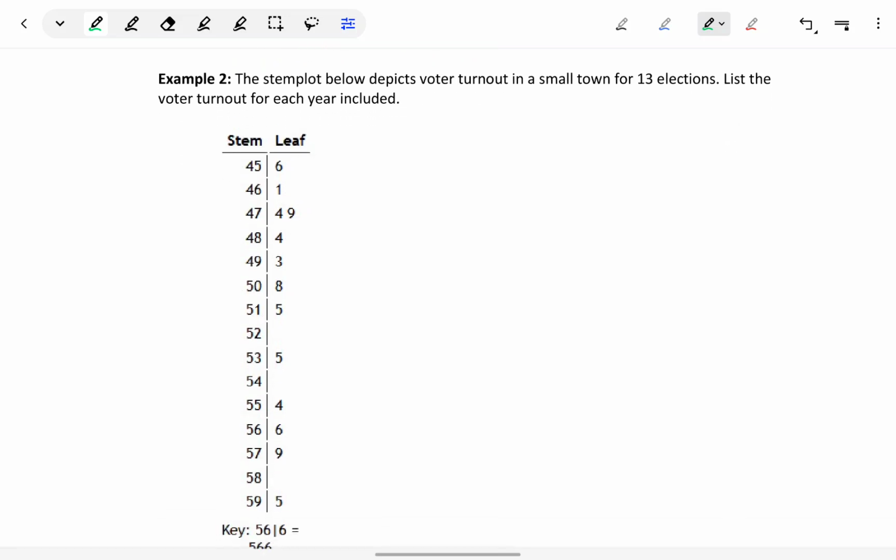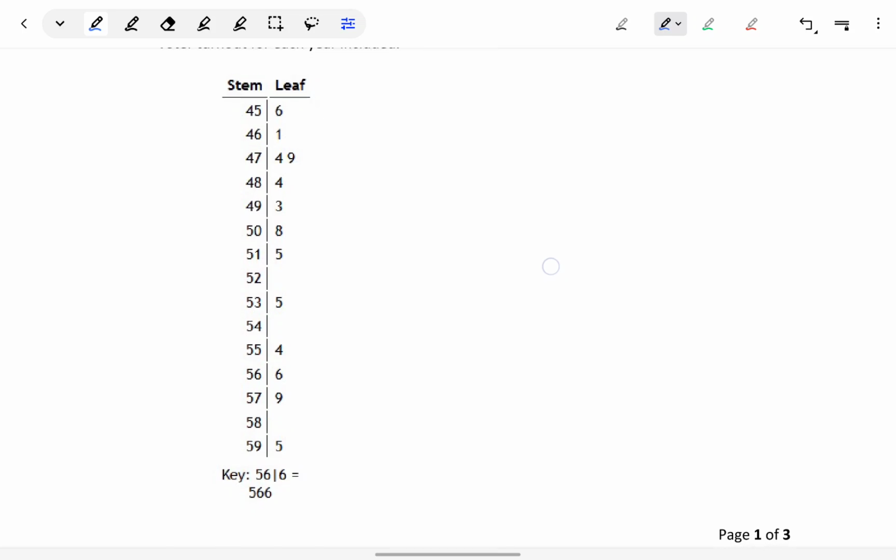In example 2, we have another stem plot, which depicts voter turnout in a small town for 13 elections. We want to list the voter turnout for each year included. If we notice, the stem is a little bit different here. It consists of 2 digits, and our key again is telling us what's happening with the stem and the leaf. So a number like 566 is being broken up into a stem of 56, and my circling is a little sloppy there. That last 6 on the end is our leaf.